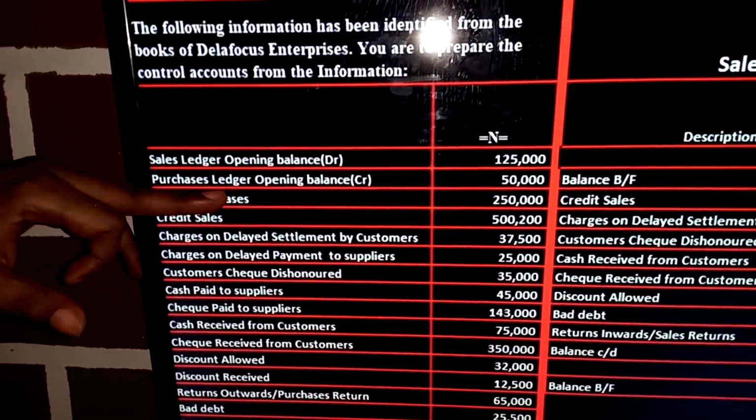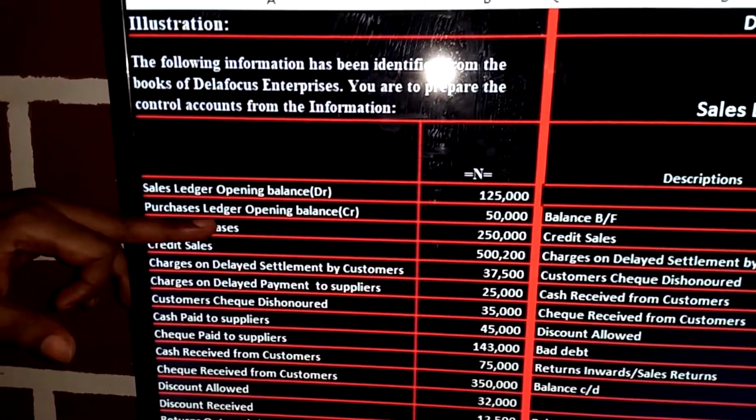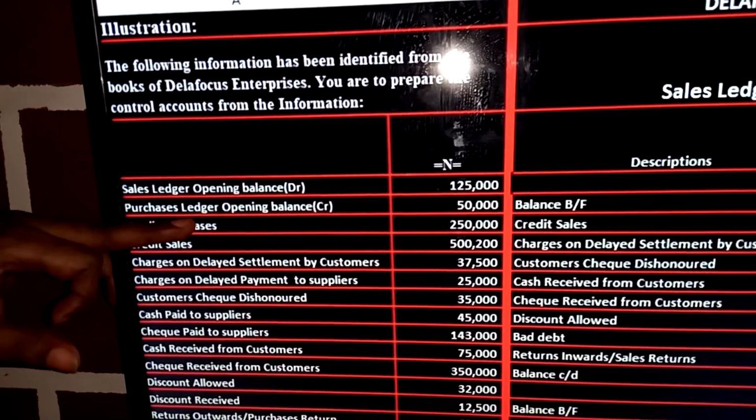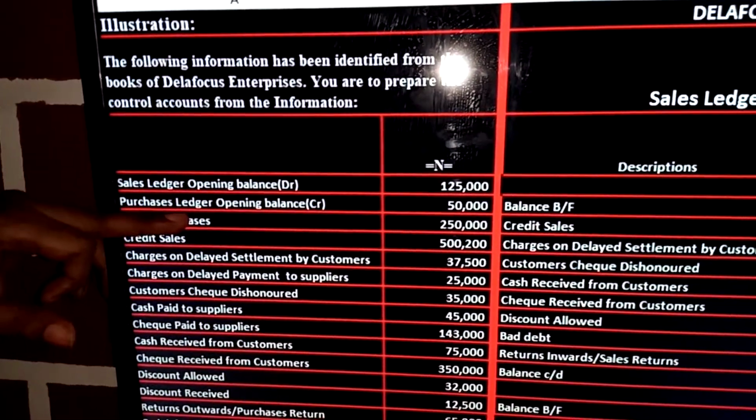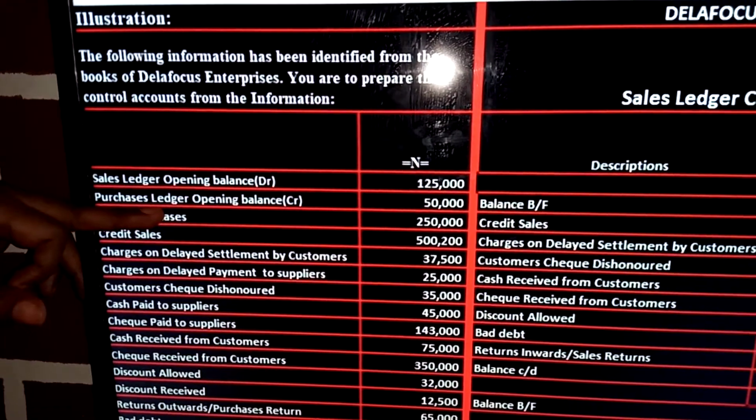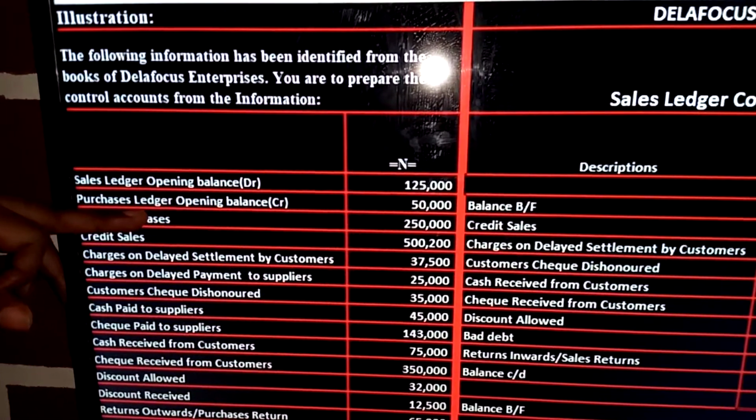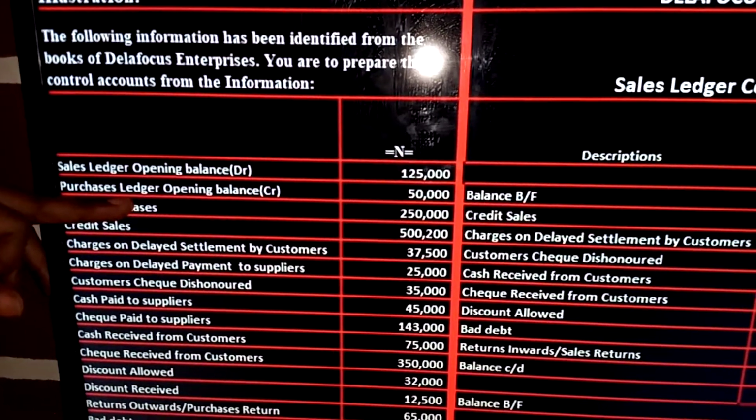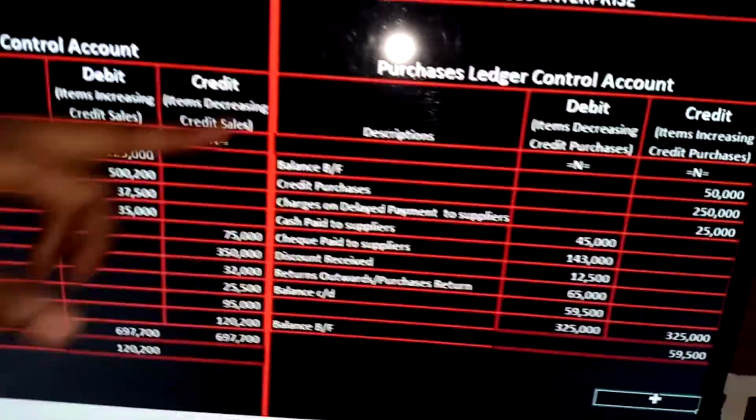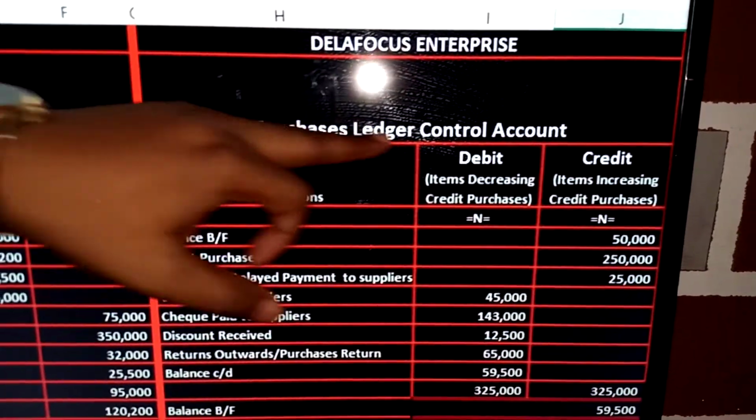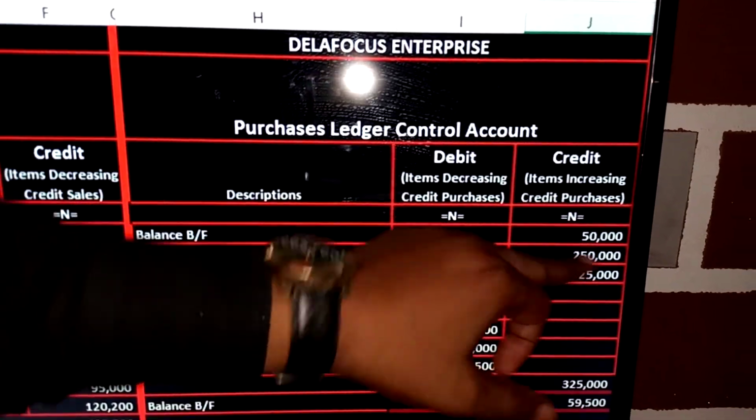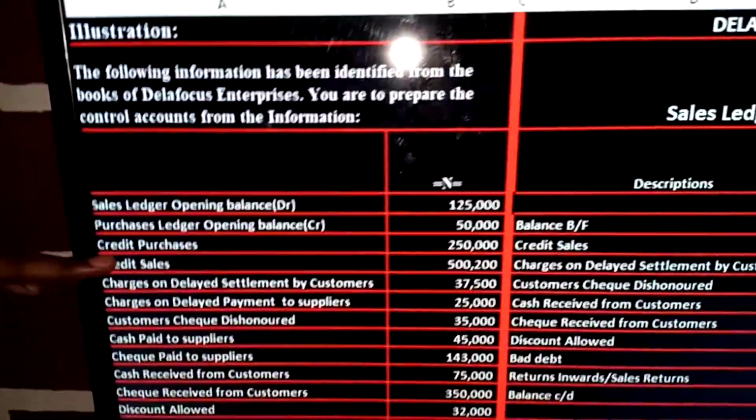The next item here says credit purchases. What is credit purchase? That means you're buying on credit. So it's affecting purchase ledger control. You now ask yourself, will it increase what the business is owing the suppliers, or will it decrease it? If you're buying on credit, it will increase what you are owing the suppliers. And remember what I told you, if it is increasing what you're owing the suppliers, you credit it to the purchase ledger control account. So we come here, look at it, focus, purchase ledger control account. We have credit purchases credited 250,000.